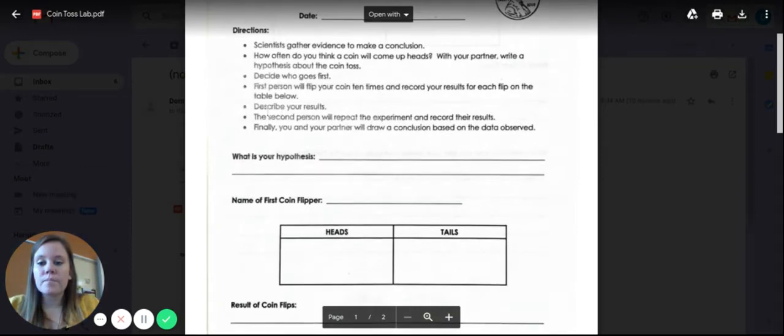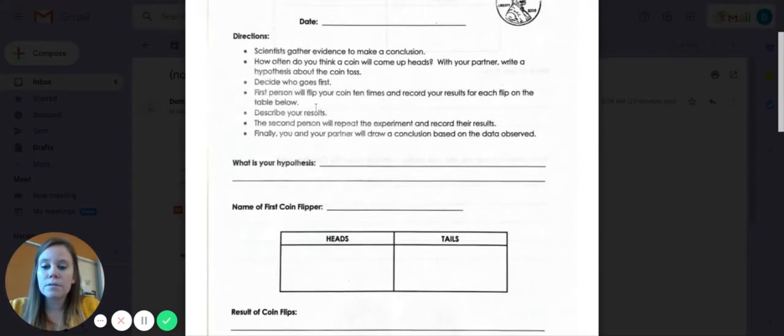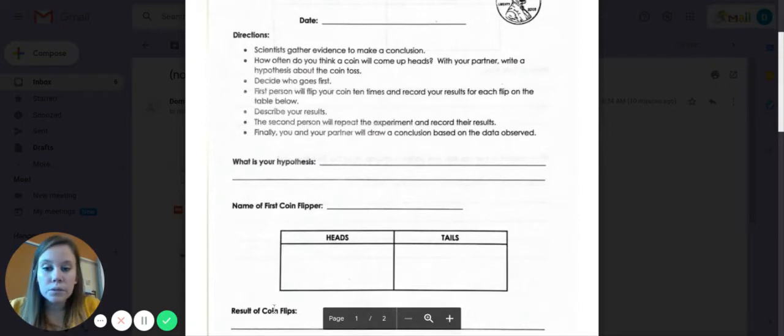Let's go back up. It says describe your results. So right under the table, it asks for the results of your coin flip. So did it match your hypothesis? How many times did you get heads? How many times did you get tails? Was it close to 50%? Were you about half heads, half tails? Was it over 50%? Was it below 50%? What do you think? The second person repeats the experiment and records their results.